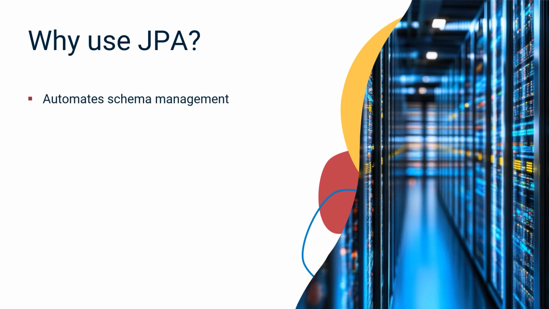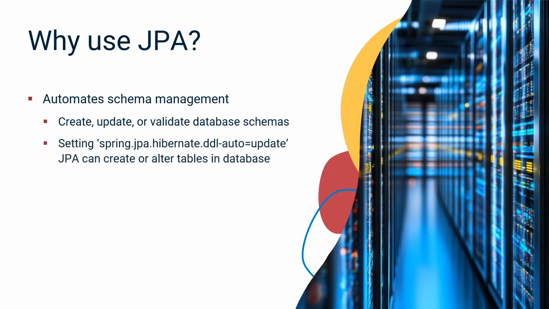JPA also automates schema management. With JPA, you can configure your application to automatically create, update, or validate database schemas based on your entity classes. This eliminates the need for manual schema management, especially during development. For example, by setting spring.jpa.hibernate.ddl-auto equals update, JPA can create or alter tables in your database to match your entity definitions.